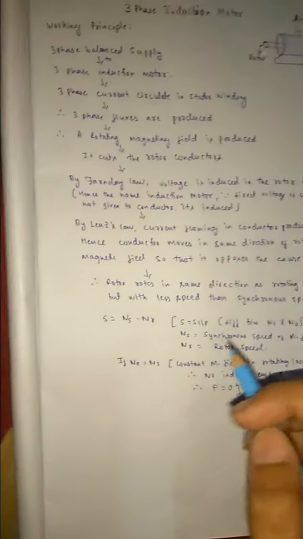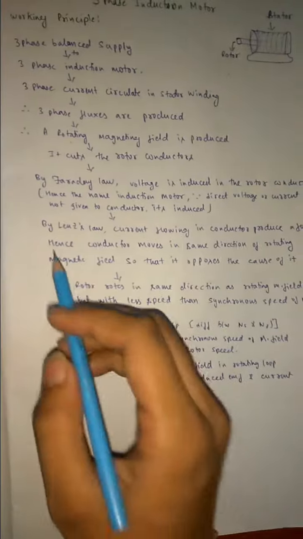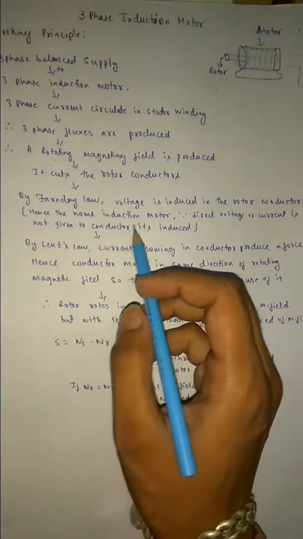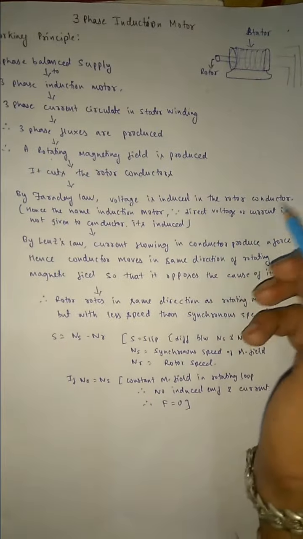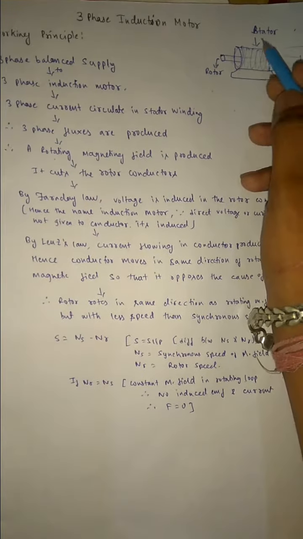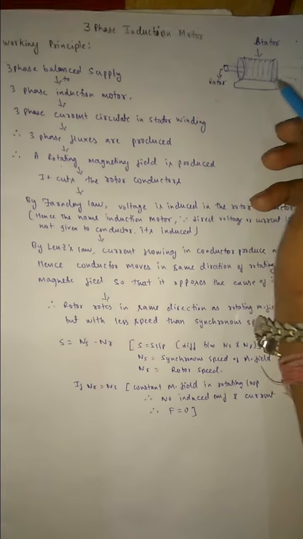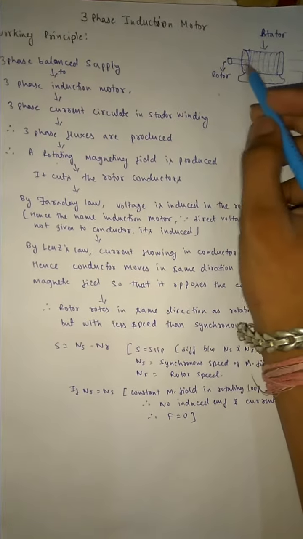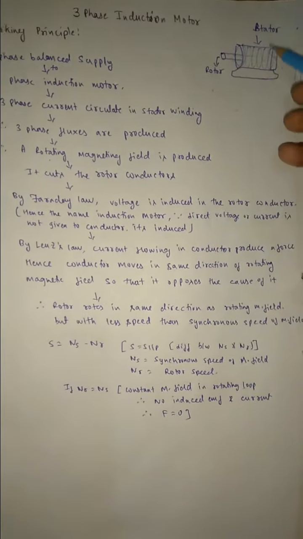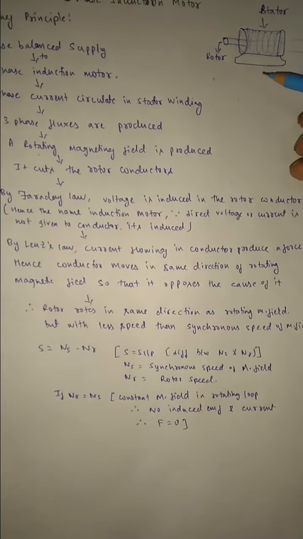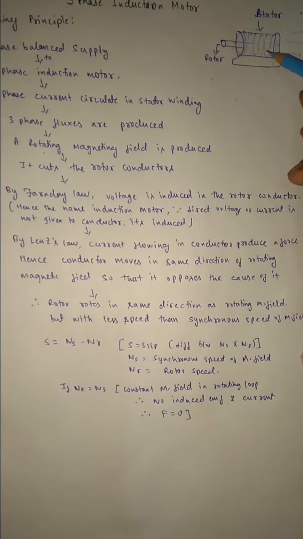This is said by Faraday's law. Now by Faraday's law, we know that voltage is induced in the rotor conductor, because of the change in magnetic field and the cutting of the rotor conductors. Some voltage is induced in this rotor conductor.